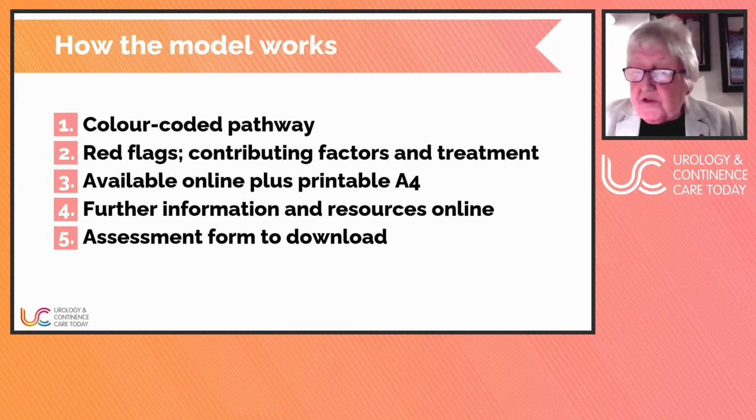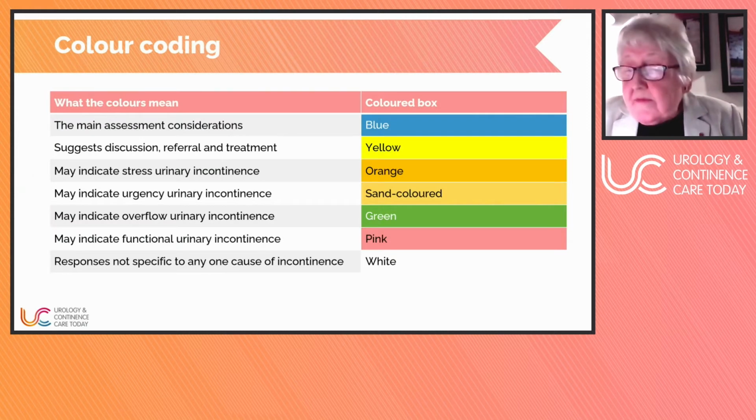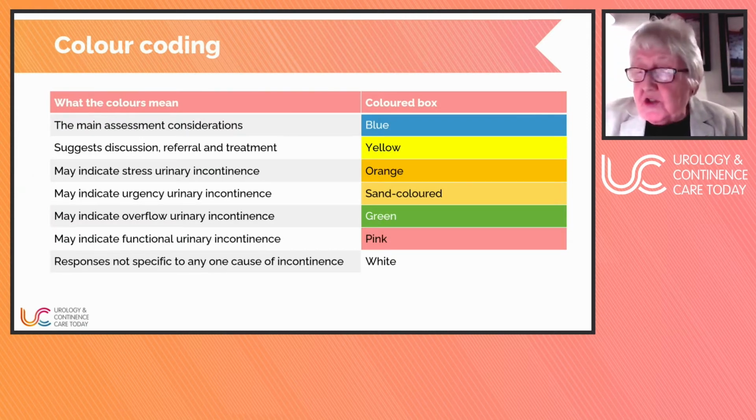Colour coding works as follows. The main assessment considerations are in blue boxes, which are also linked to explanatory notes. Yellow coloured boxes suggest discussion, referral and treatment. The model recognises 4 types of incontinence.